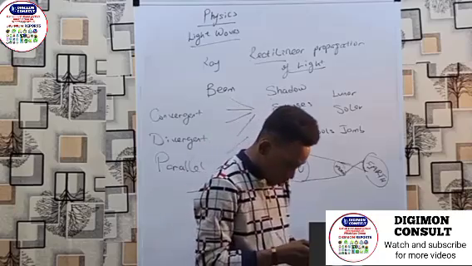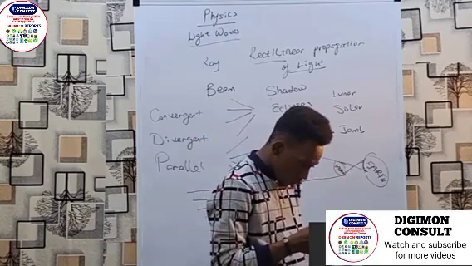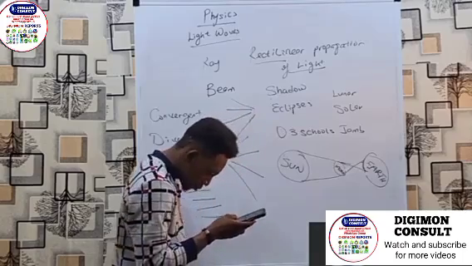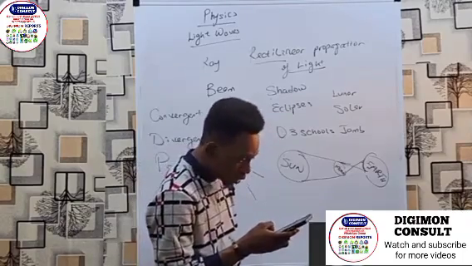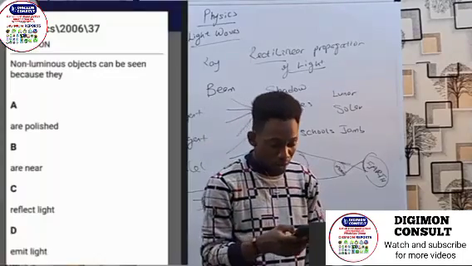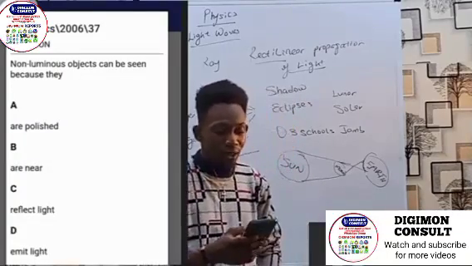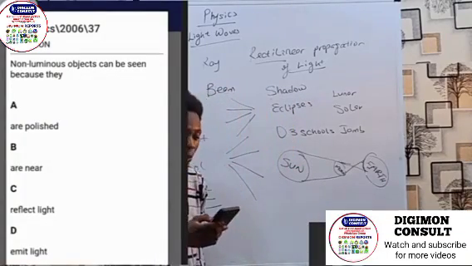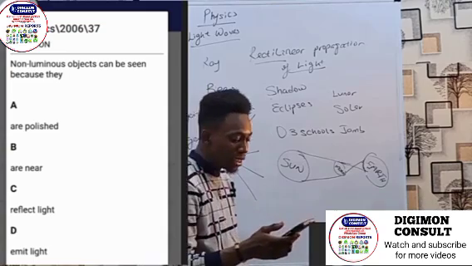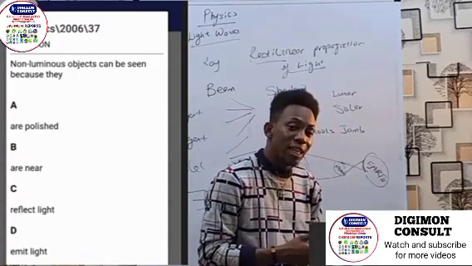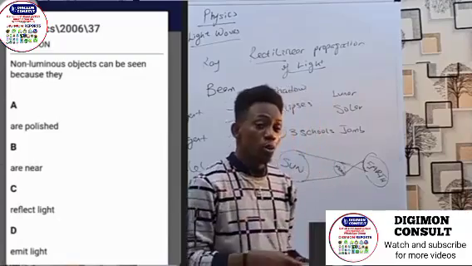Now, the question is quite simple. On searching your app, you can find this question in the year 2006, question 37. The question says, non-luminous objects can be seen because they A, are polished, B, are near, C, reflect light, and D, emit light.